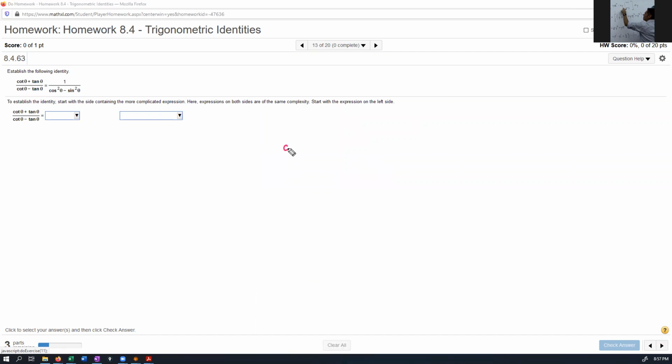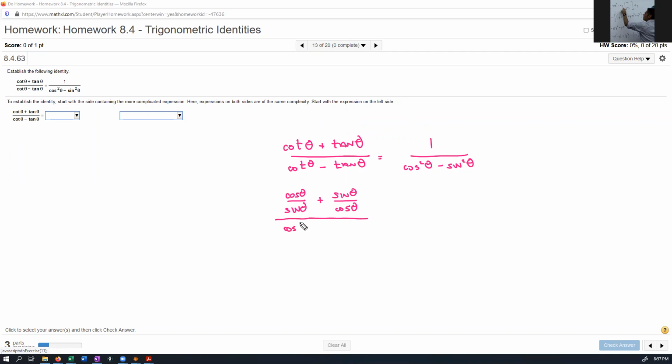All right, so establish this identity, cotangent theta plus tangent theta over cotangent theta minus tangent theta equals 1 over cosine squared theta minus sine squared theta. All right, I'm going to do the whole left side in terms of sine and cosine. So I have cosine theta over sine theta, that's cotangent, plus sine theta over cosine theta, all over cosine theta over sine theta minus sine theta over cosine theta.